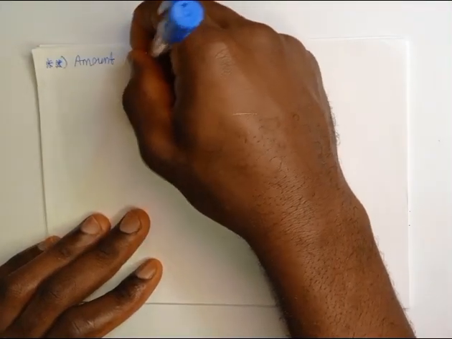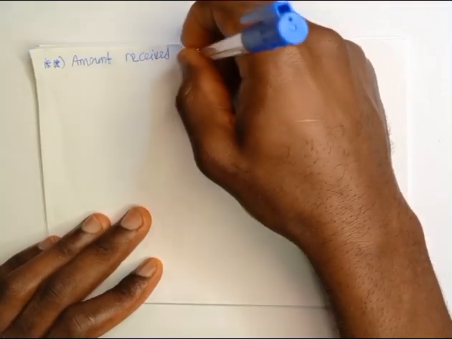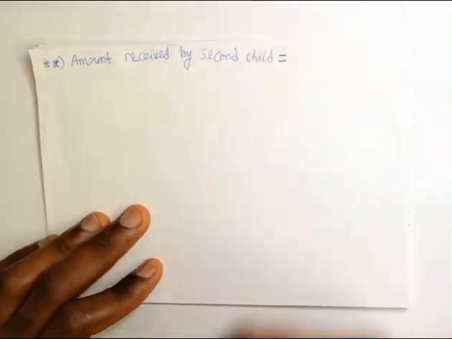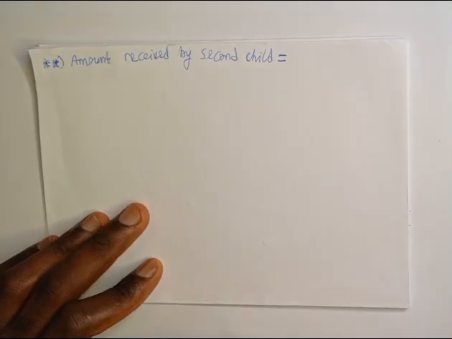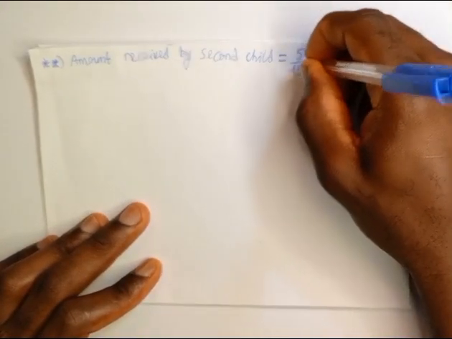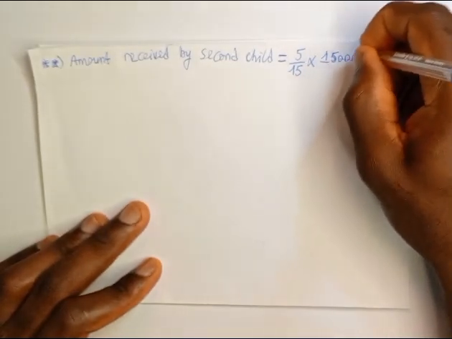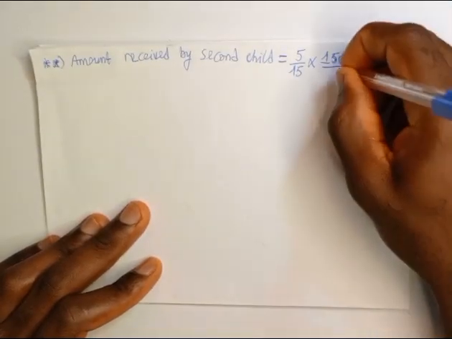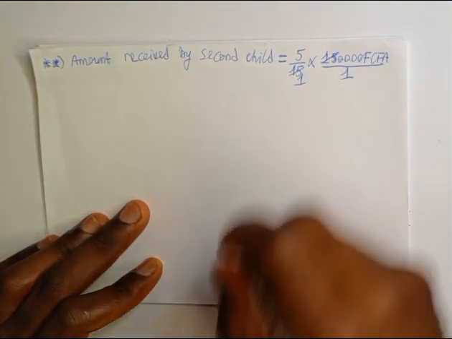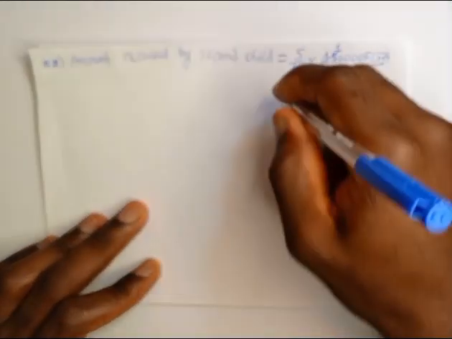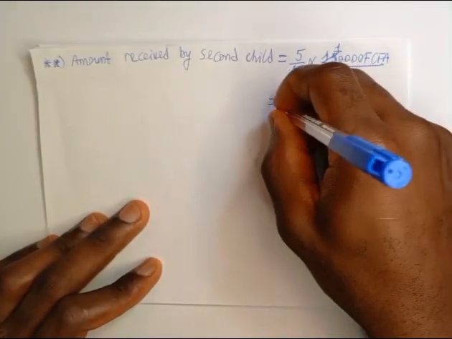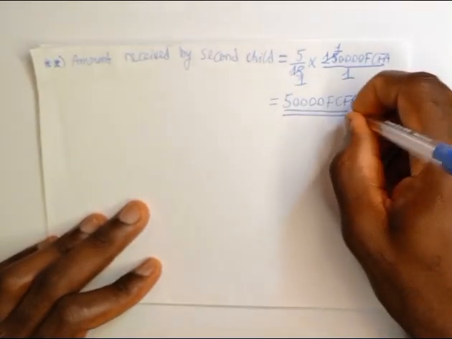Amount received by second child will simply be equal to the fraction of the second child multiplied by the total amount, 150,000. Out of the 15 things, the second child takes 5. 5 over 15 times 150,000 francs CFA, over 1. Next, we simplify. 15 will go into 150,000 10,000 times. 5 times 10,000 gives us 50,000 francs CFA. That means the second child receives 50,000 francs CFA.